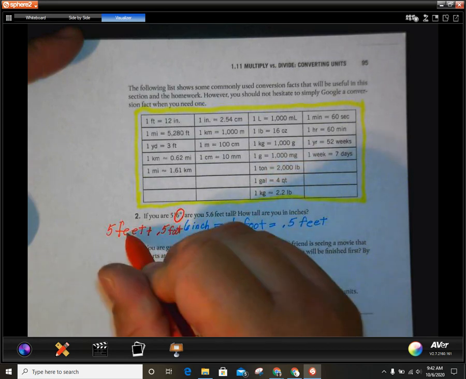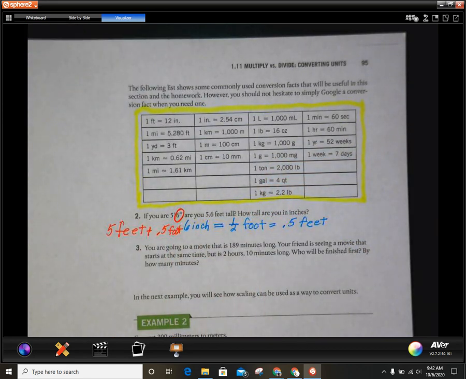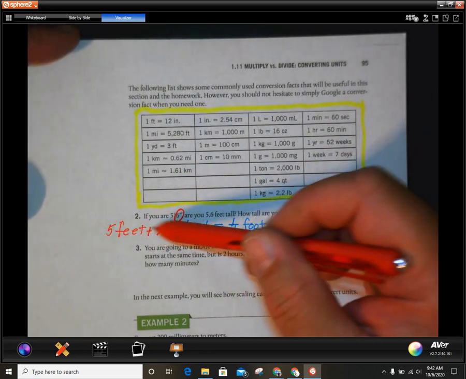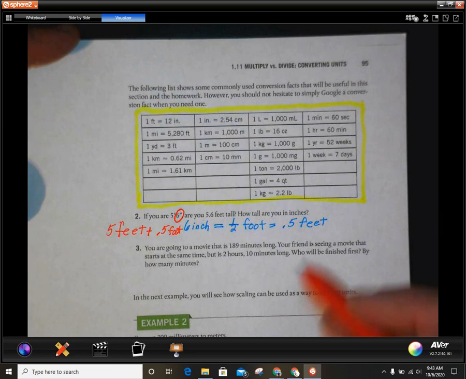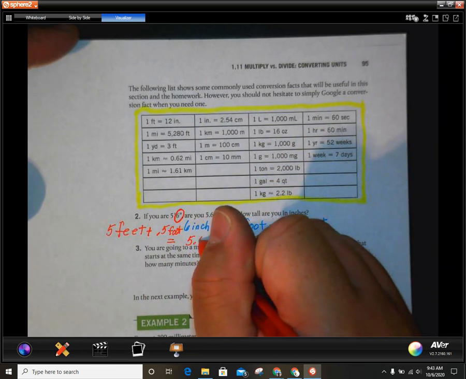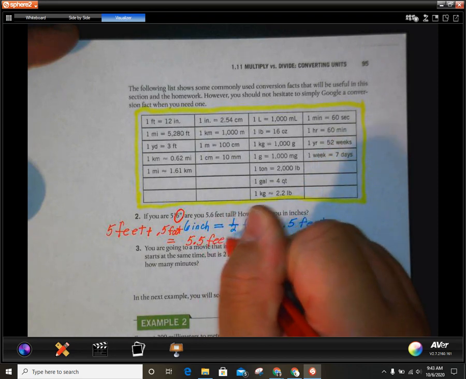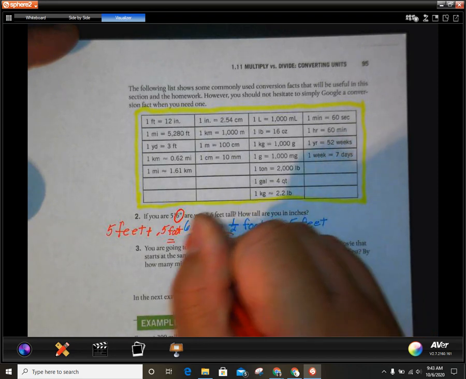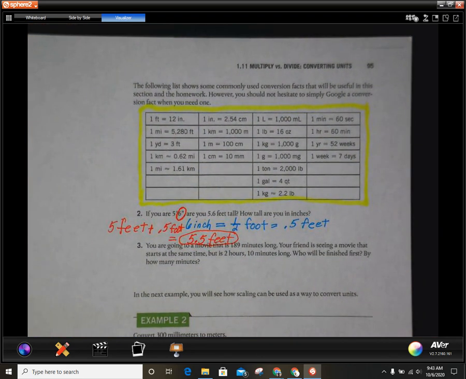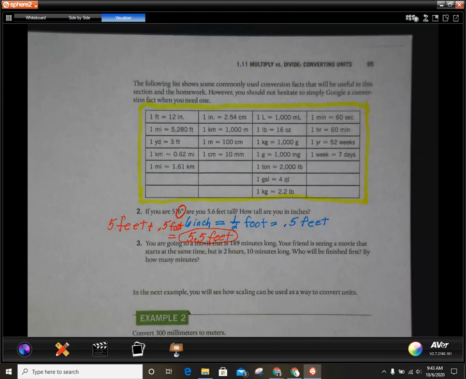Now we can add these together since it's kind of like adding fractions with a common denominator. You got to have a common unit in order to add them together. So this comes out to 5.5 feet, not 5.6 feet. So you have to be really careful of making sure that you're in the same unit in order to add them or subtract them.